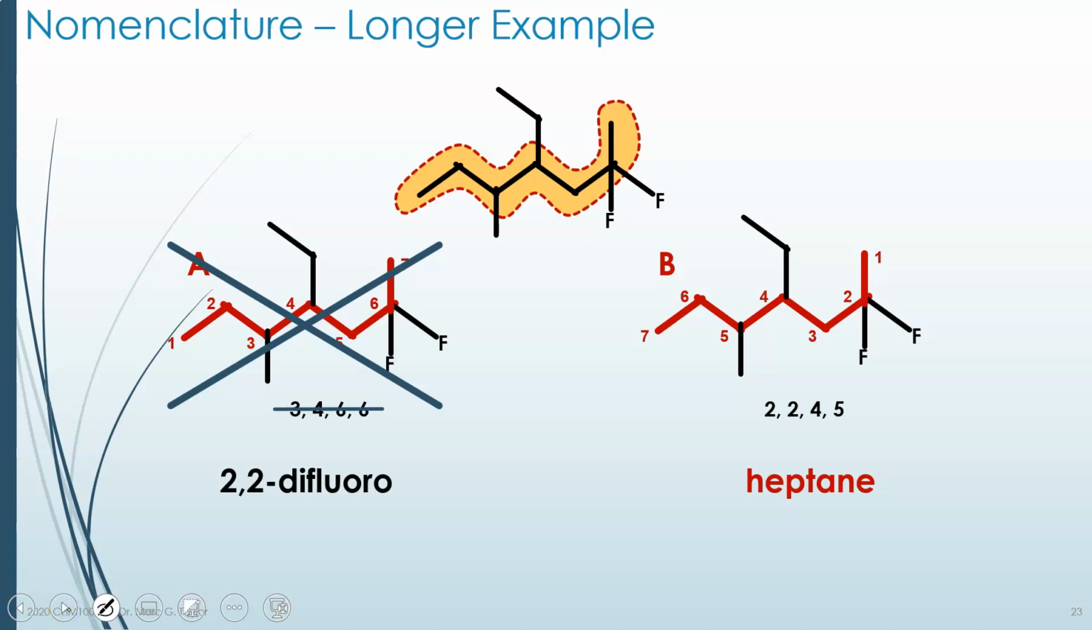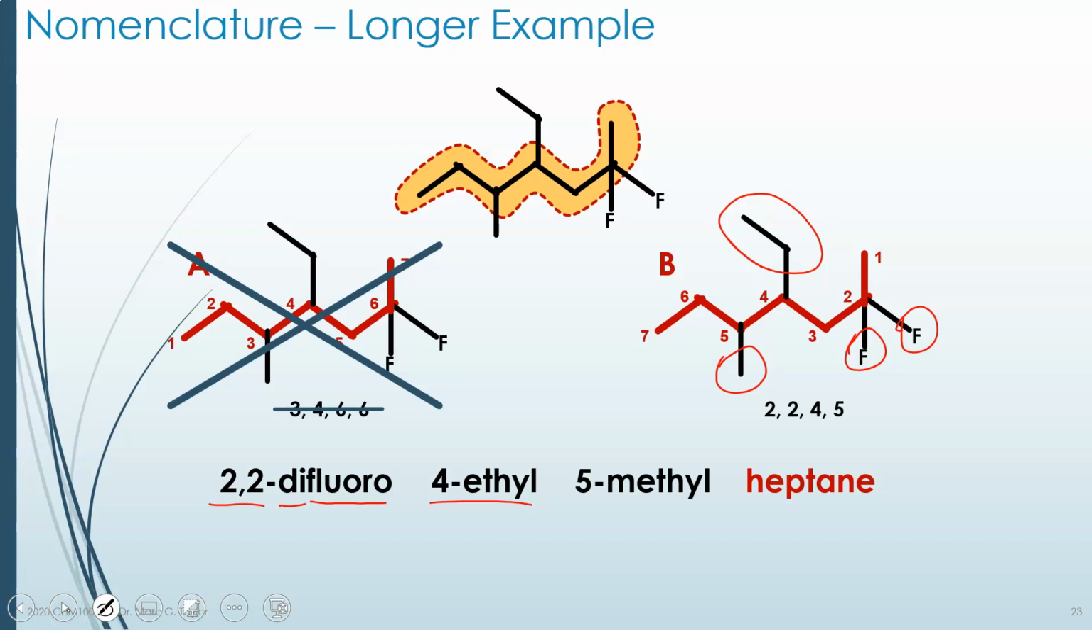So now we know what numbering system to go with, and now we look at things. And you see our two fluoros, our difluoro, are both attached to carbons 2. So it's 2,2-difluoro. That's one set of substituents. Then you look at the next set. Well, we have an ethyl group attached to carbon 4, so that's 4-ethyl. And then the last one is this methyl group that's attached to the 5 position, so we have 5-methyl.